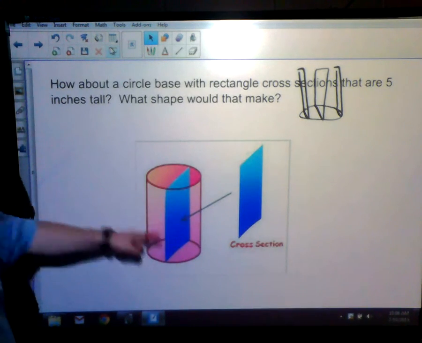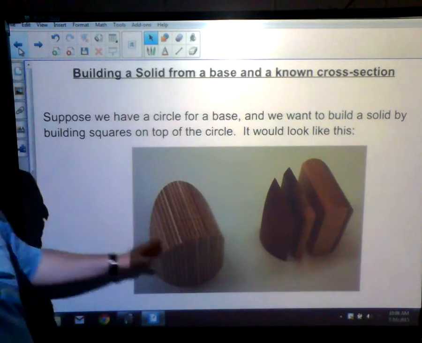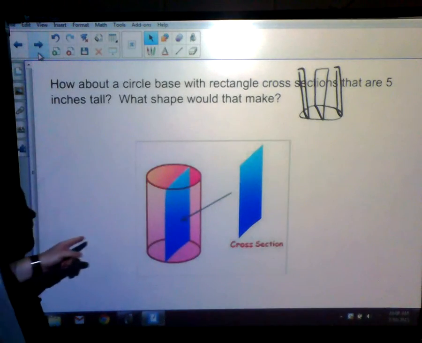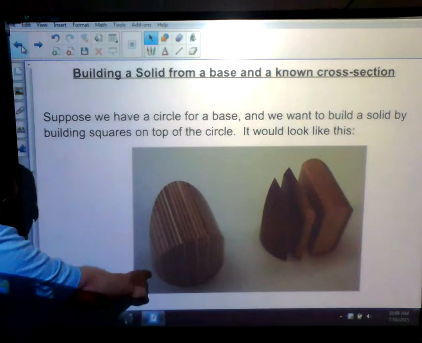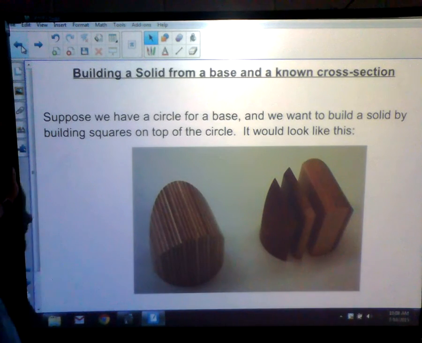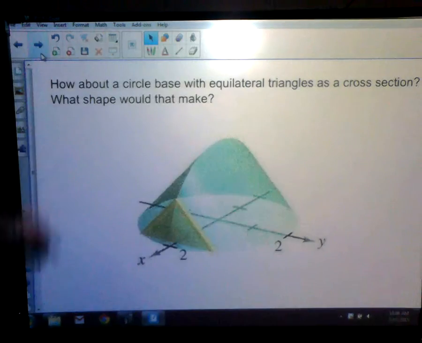Why is this one not like this one? Why is this one sloped and this one isn't? Because this rectangle is always 5 inches tall, whereas this square gets bigger and smaller depending on how big the base is. This is a circle with a triangle as a cross-section. It's kind of hard to see.